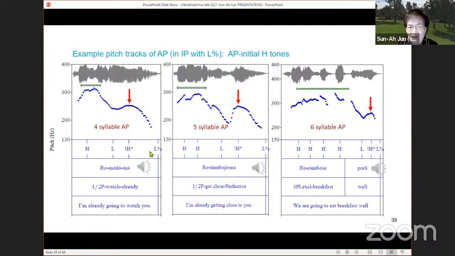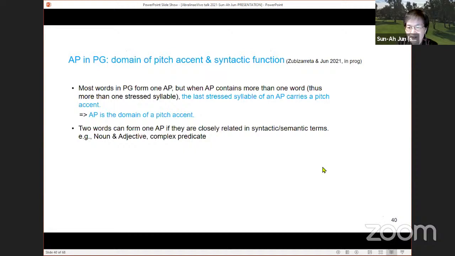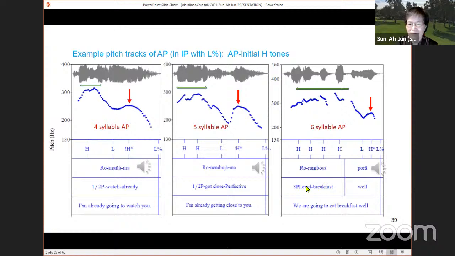So play the sound. Romanyama. And five syllables. Ronyemboyama. Six syllables. Oops. Romanyama. Ronyemboyama. Say one more time. Six syllables. Rorambo sapona. Okay. So high tone is the ones that affected when the length gets increased.